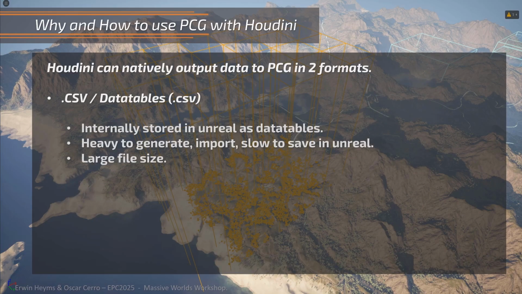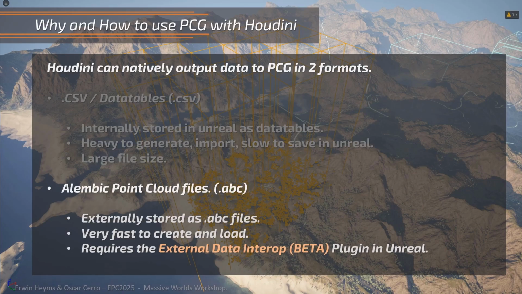Alright, so now that we've discussed the necessity of PCG and how we want to use it, let's talk about how we can get our data from Houdini into Unreal, so PCG can actually spawn our objects. Well, firstly, we're going to be using Unreal assets, and the data that we're feeding to Unreal points to those assets. We can store this in two different types of data. We can store it using CSV, or we can use Alembic point clouds.